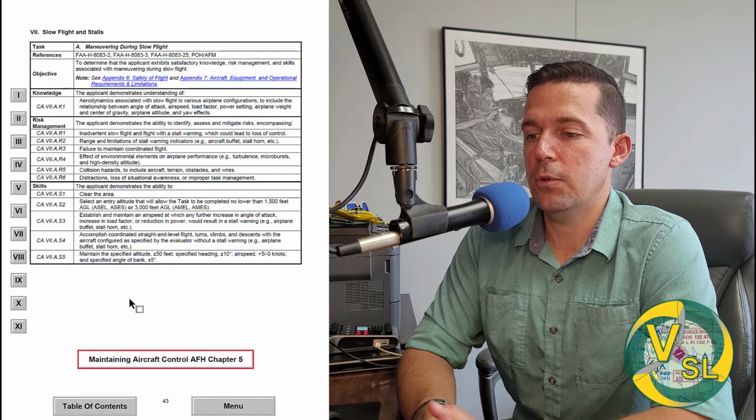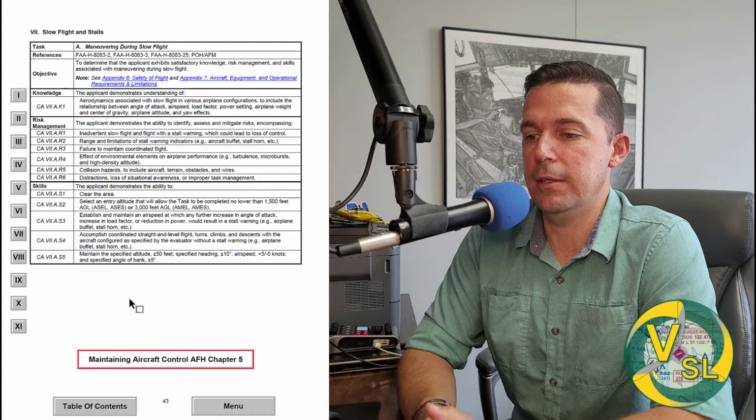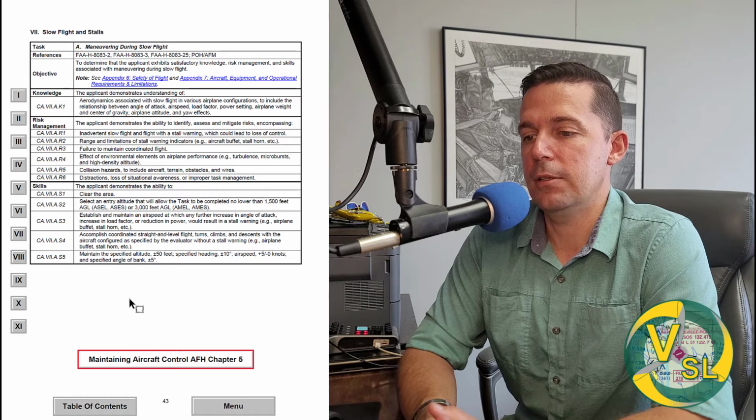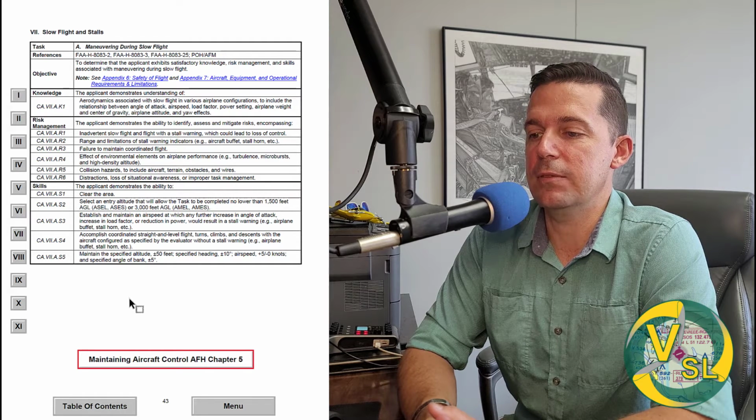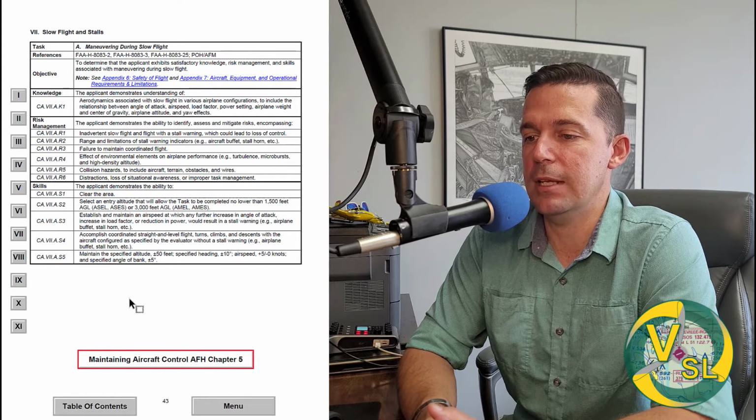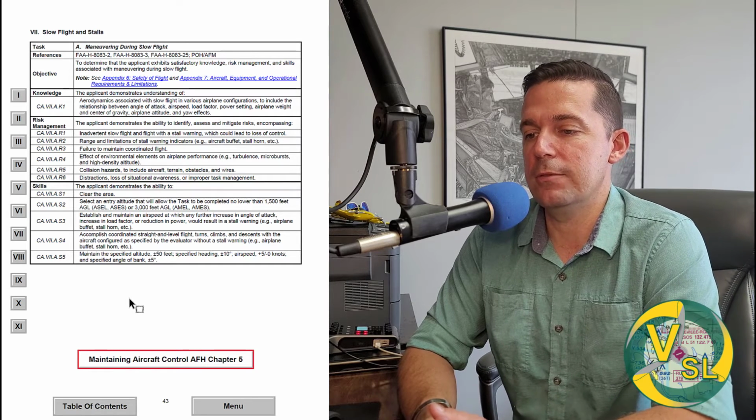Skill 4, accomplish coordinated straight and level flight, turns, climbs, and descents with the aircraft configured as specified by the evaluator without a stall warning. Skill 5, maintain the specified altitude plus or minus 50 feet, specified heading plus or minus 10 degrees, airspeed plus 5 minus 0 knots, and a specified angle of bank plus or minus 5 degrees. So those are our objective standards here.